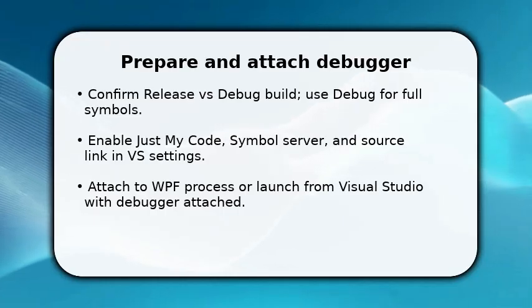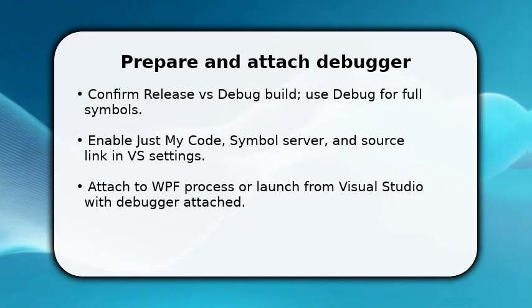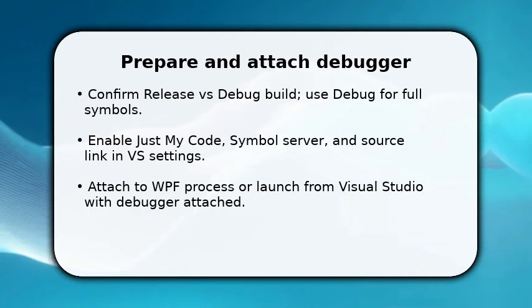You start by preparing Visual Studio and your environment so you can reproduce the fault quickly. Attach the debugger to the running WPF process or launch the app in debug configuration. This gives you full symbols and stack traces.